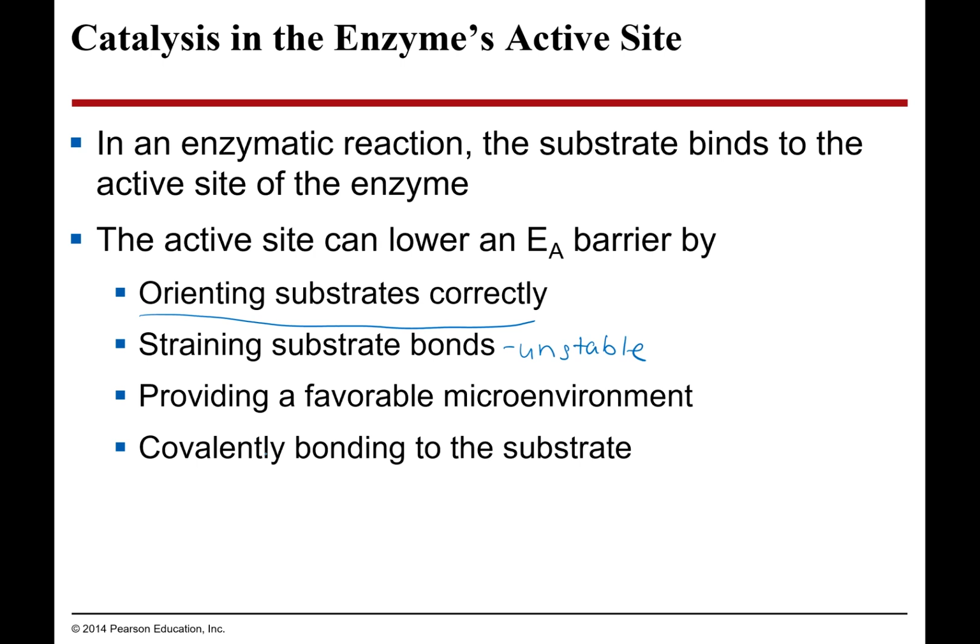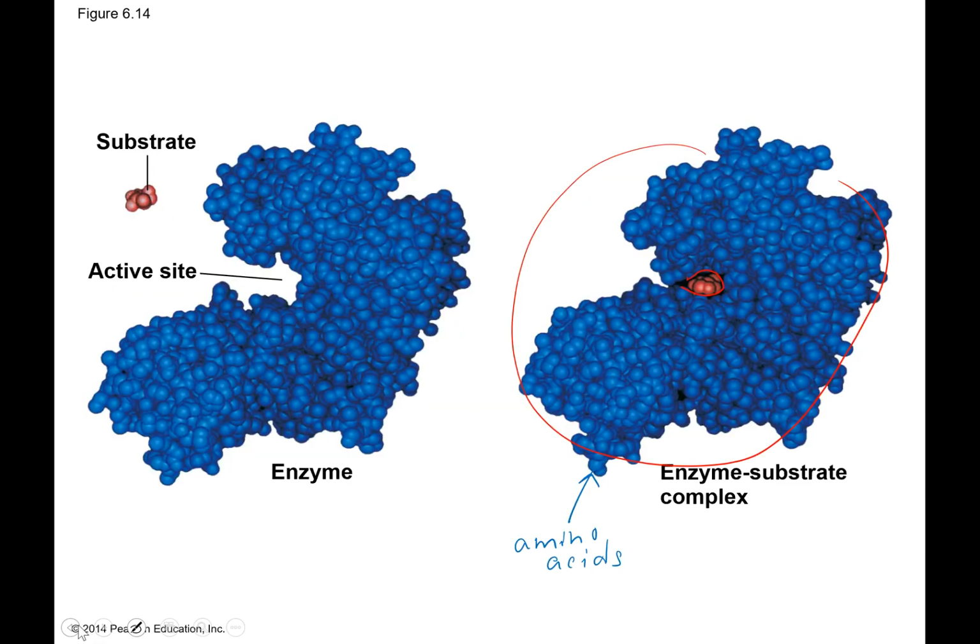You can also have a situation where the enzyme provides a favorable microenvironment. So what does that mean? Well, on the last slide I just showed you with the enzyme and all the amino acids together, you should remember from our amino acid structure that they have a central carbon, a carboxyl group, an amine group, and then they have an R group, right? All these R groups are different on all the amino acids, and they all have different chemical properties. So depending on the chemical properties of those R groups, that can be attractive to certain substrates.